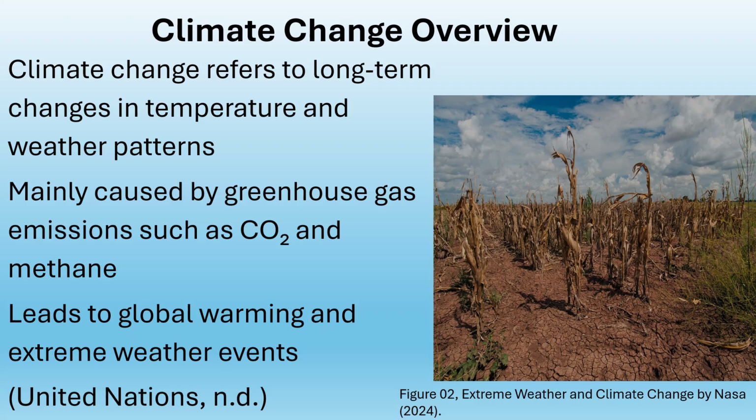Climate change overview. Climate change refers to long-term changes in temperature and weather patterns, mainly caused by greenhouse gas emissions such as carbon dioxide and methane. This leads to global warming and extreme weather events. As you can see, in many places crops are drying and there is no life because of drought or lack of rain, and sometimes too much rain also affects the vegetation and life.